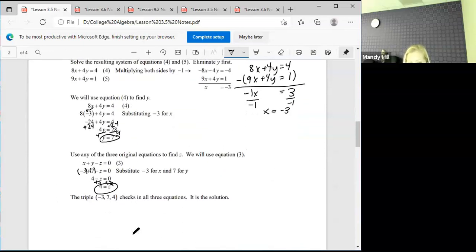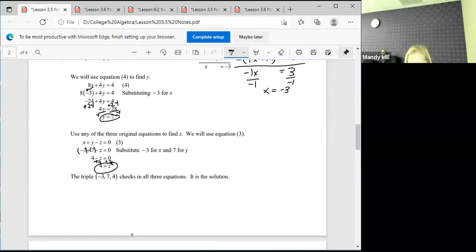Okay. So when you write your answer, your answer is always going to be x, comma, y, comma, z. Sometimes they use other letters like R, S, T. Okay. It's always going to be in alphabetical order, how you do your commas. Okay.